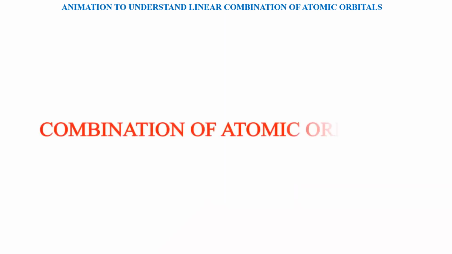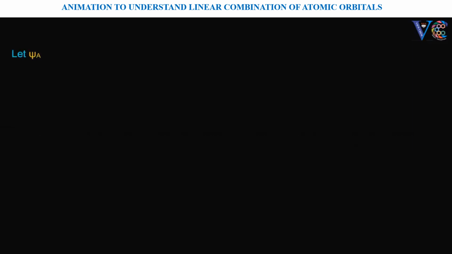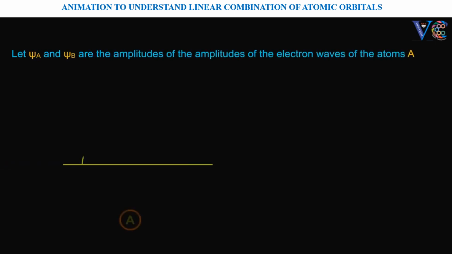Combination of atomic orbitals. Atomic orbitals combine either by addition, or by subtraction, to form molecular orbitals. Let psi A and psi B be the amplitudes of the electron waves of the atoms A and B.